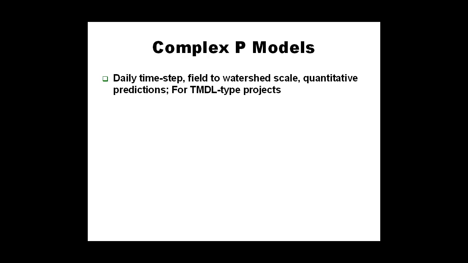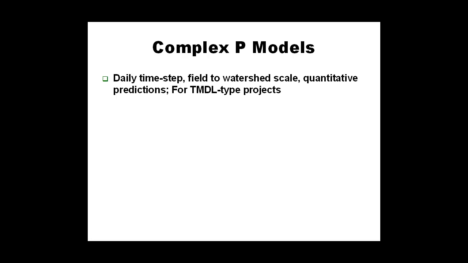So we look at one end of the extreme, the complex phosphorus models like SWAT and APEX. These are daily time step models, so they'll track every day of the year. They'll run from 1 year to as many years as the model can do, 25, 30, 50 years. They're field to watershed scale models, really designed for large landscapes. They'll do quantitative predictions. They're going to tell you pounds per acre of loss.